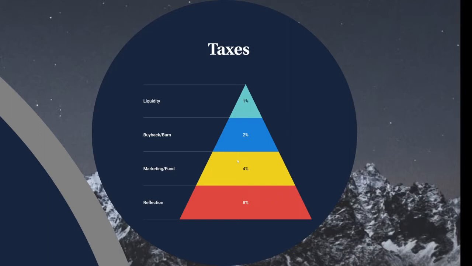Right now we have, I think, roughly 11 or 12 trillion tokens burned in total, which is quite a lot, since we only did it through the buyback and burn. We did not keep any tokens back for burns. So every single token which is burned was bought back through our buyback and burn tax. So this is it for the taxes.